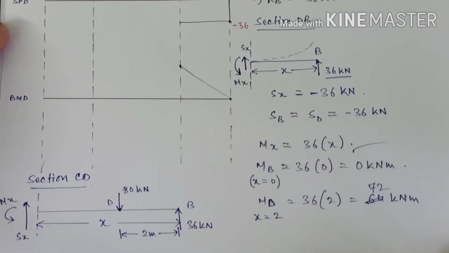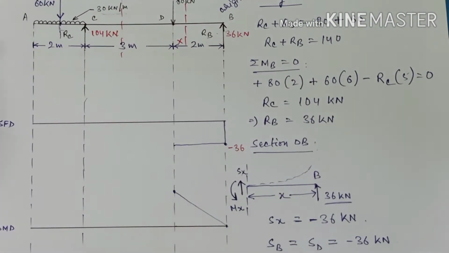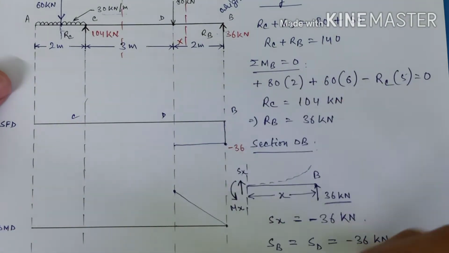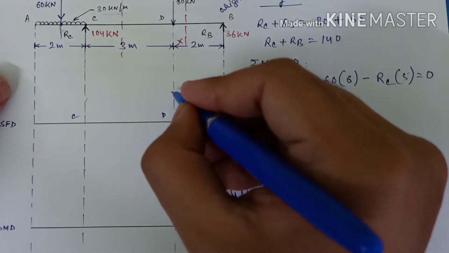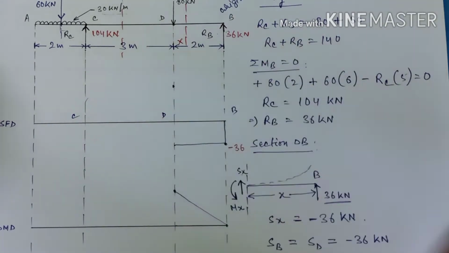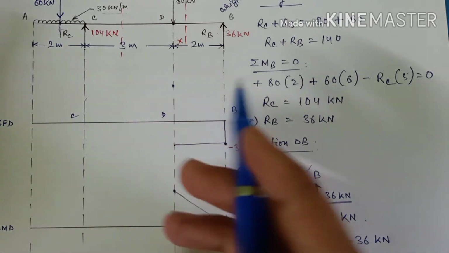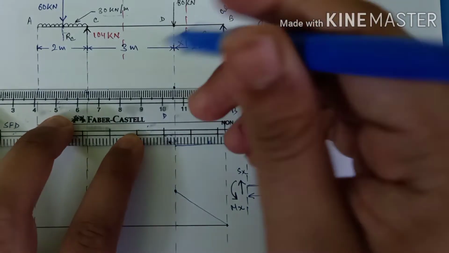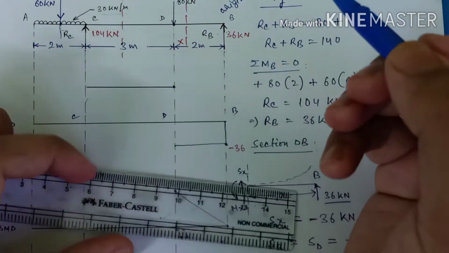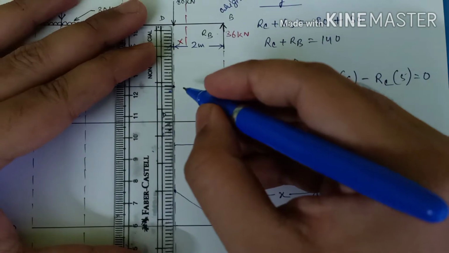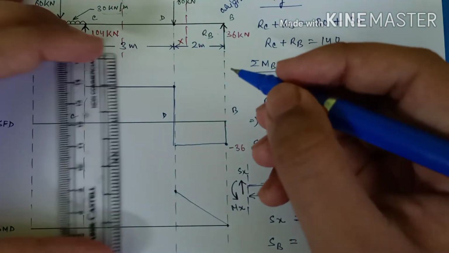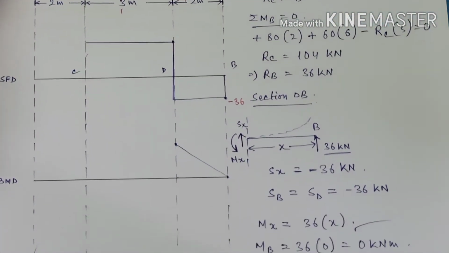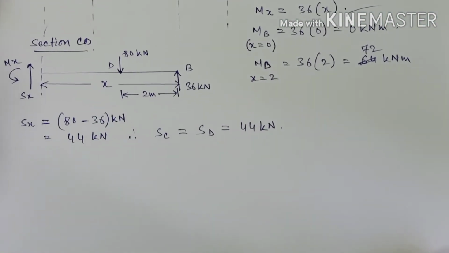So let us plot this in the SFD. See, this is my point D and this is my point C, this is my B. So at D we will have 44, so 44 we will have somewhat here. And the value of shear force at C also will be 44 and will be independent of x. That means we are going to have a constant line, right? So let us join this. Okay, fine.